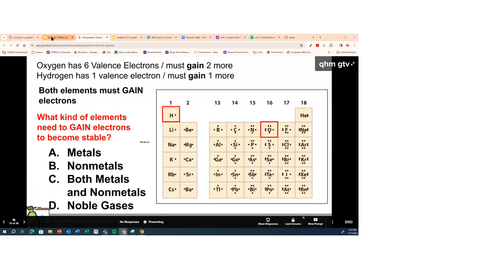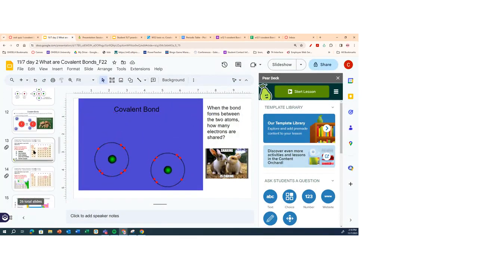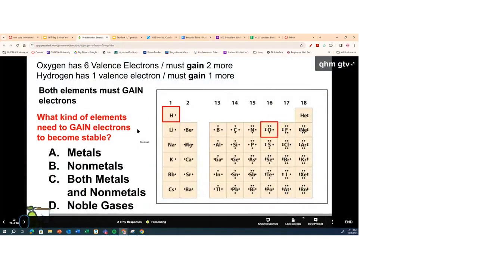All right, so let's take a look at this as a poll question. Which of these we've been talking about, if you know what I've been talking about: what kind of elements gain electrons? Control, copy. Let's put it in a poll question here. All right, so A, B, C, D. What kind of elements gain electrons? Let's take a look at the presentation here. A, metals. B, nonmetals. C, both metals and nonmetals. Or D, noble gases. All right, so let's see what we got here, okay?